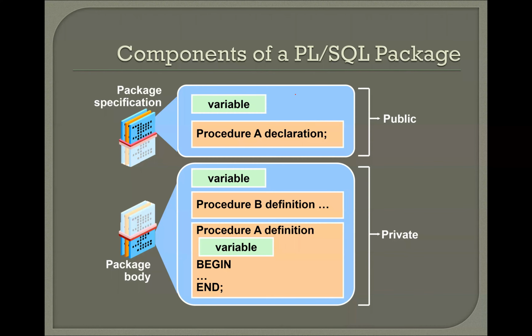These are the components of a PL/SQL package. We have the package specification, with a variable here and a procedure A, which we just mention. A variable declared here is a public variable, like a global variable, visible to all procedures and functions. A variable defined in the package body will be a private variable.